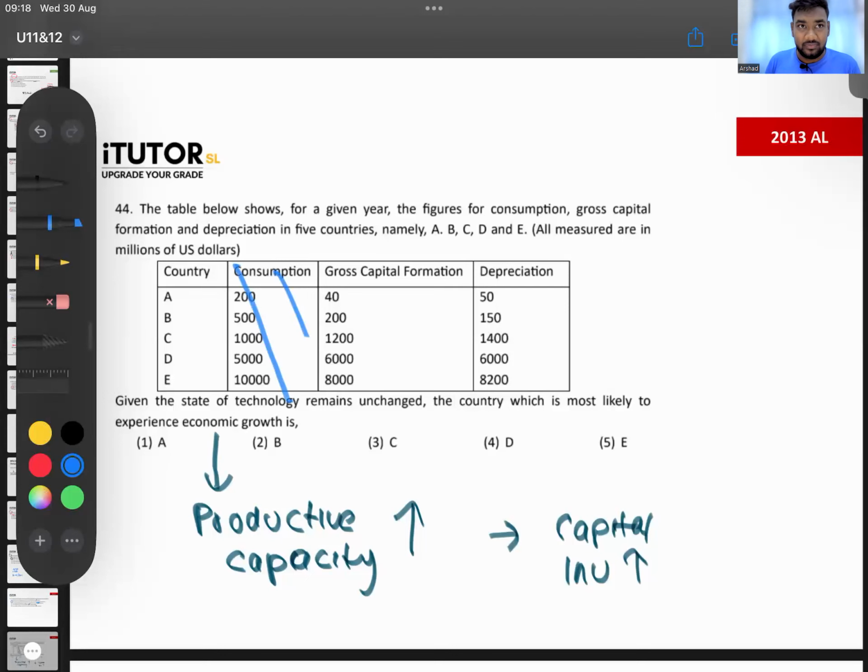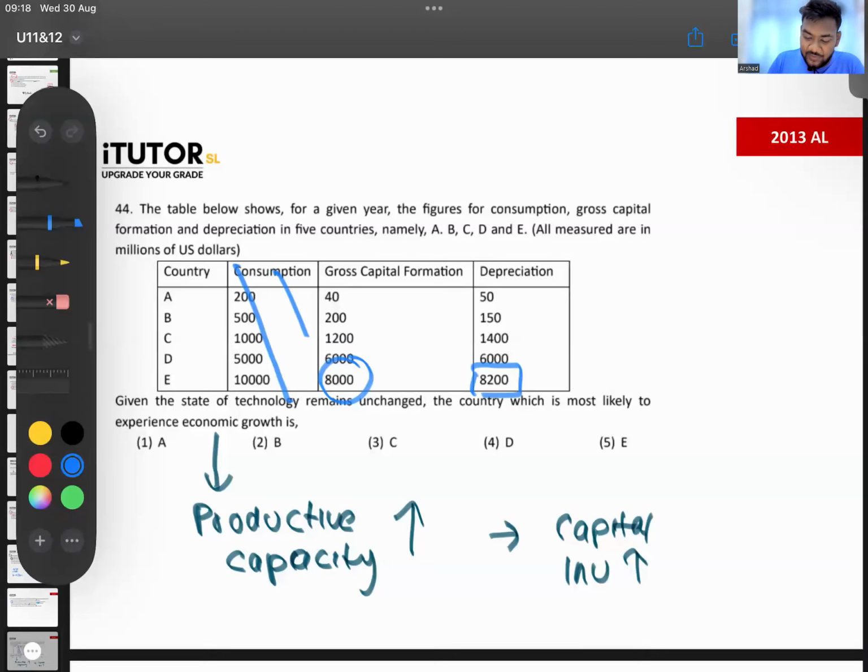We don't need it. Can you just look at gross capital formation and give an answer? Can you say, okay, this country has gross capital formation of 8,000, and therefore say they will have the highest economic growth? No, because see, guys, even though they have new capital of 8,000 coming in, with gross capital formation 8,000, 8,200 of capital has depreciated.